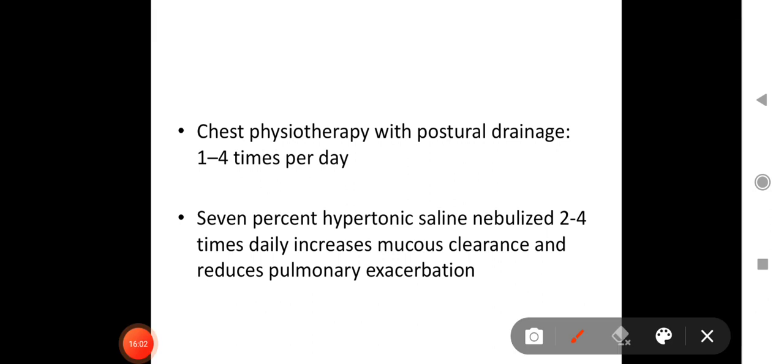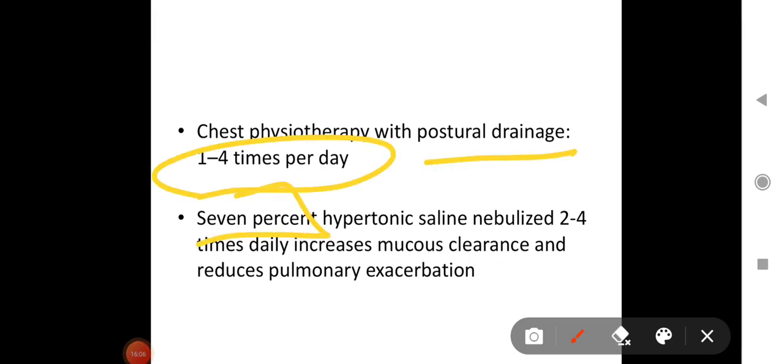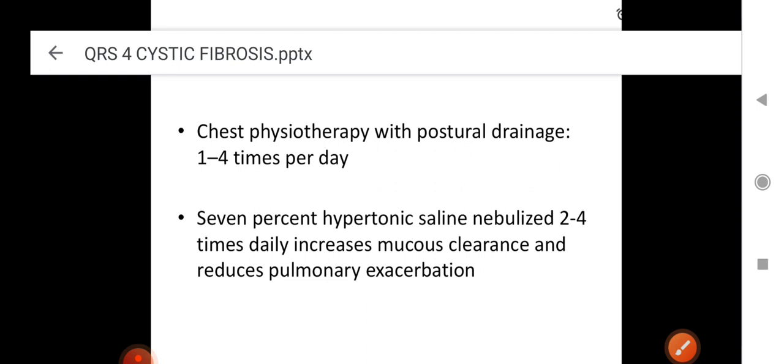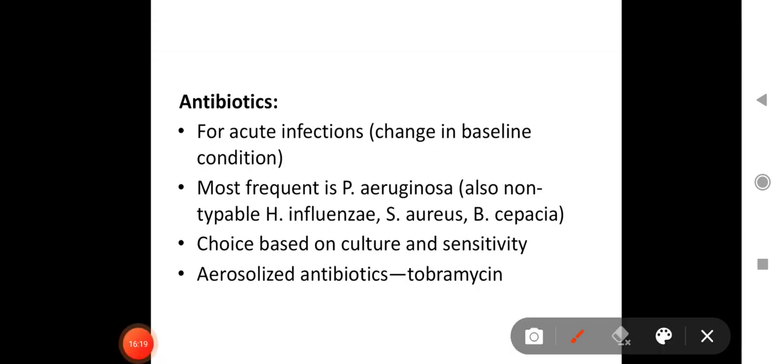Now, chest physiotherapy with postural drainage 1 to 4 times a day. 7% hypertonic saline. 7%, not 0.9%, not 3%. 7% hypertonic saline is nebulized 2 to 4 times daily with increased mucus clearance and reduced pulmonary exacerbations. So these are the regular treatment modalities used in cystic fibrosis patients.